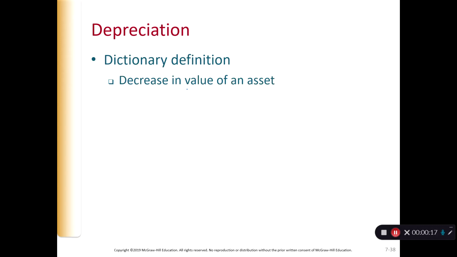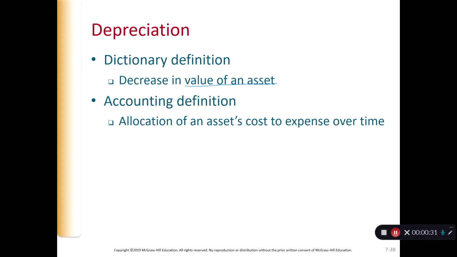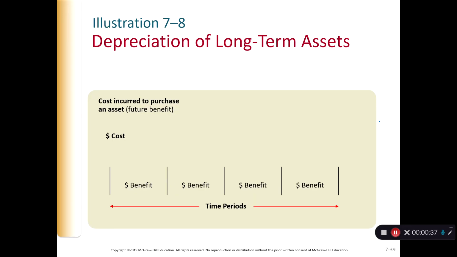So the first thing is, what is depreciation? Depreciation in the dictionary definition means a decrease in the value of an asset because of usage. The accounting definition is the allocation of an asset's cost to expense over time. In other words, when you purchase an asset, the cost incurred to purchase it, as we talked about in part A, is the price plus the expenditures spent to get it ready to use.